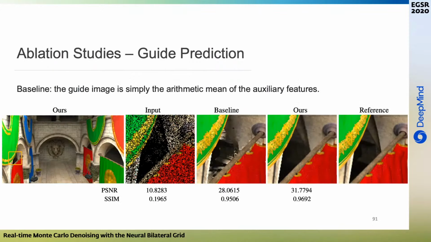To analyze the impact of training a neural network to obtain optimized guide images, we compare our approach to a baseline where the guide image is simply the arithmetic mean of the auxiliary features. The baseline shows apparent artifacts around edges because it cannot guide a correct splitting of the noisy radiance.